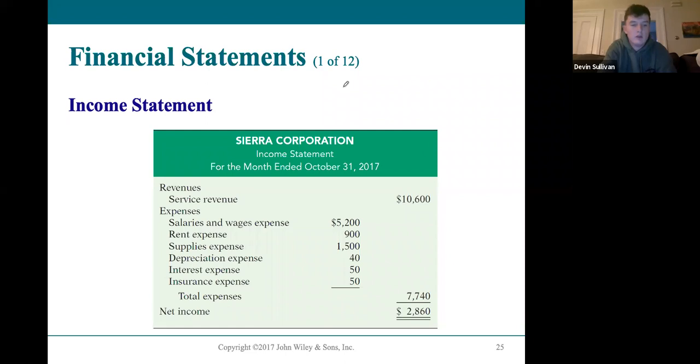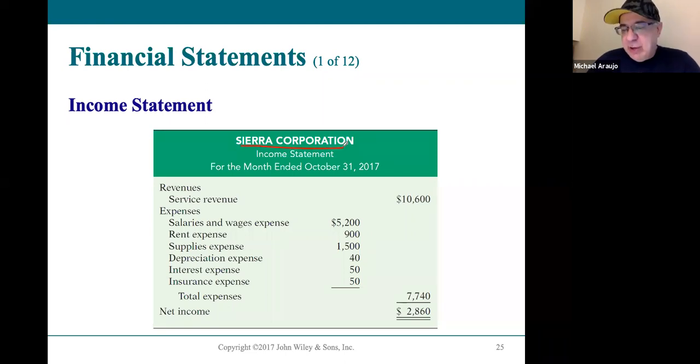Thank you. You're welcome. All right, so here's Sierra Corporation. If you read your book a little bit, Sierra Corporation is the fictitious company used in the first 4 chapters of the book, and they do tours of the Sierra Nevada region out in California. Apparently, when it's not on fire. And so basically speaking, they give hiking tours. That's what they do. That's the only thing they do.